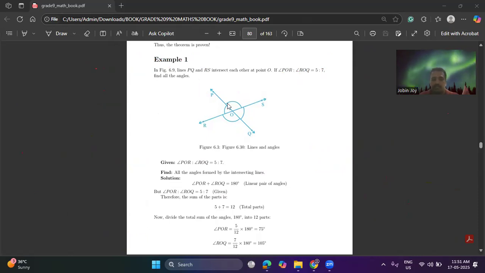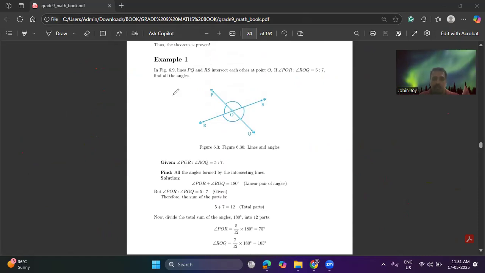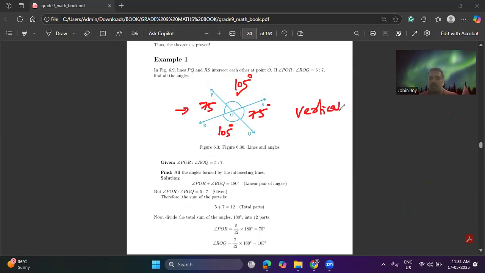So now we have all the values. This is 75 degrees and this is 105 degrees. And we know that this angle is vertically opposite of this angle. That means this angle is 105. Again, this angle SOQ is vertically opposite of POR, so this is 75 degrees. Why? Because of vertically opposite angles.